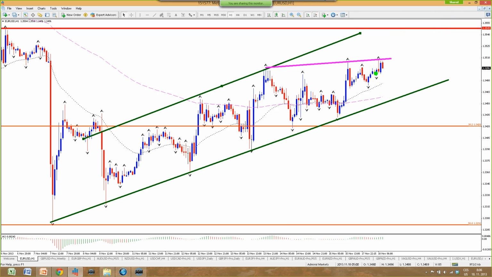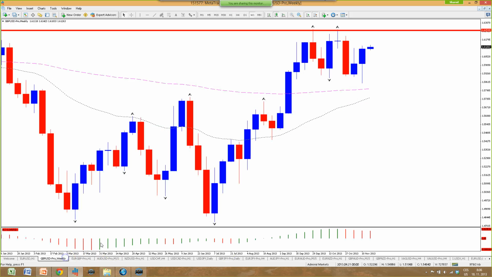So this is looking pretty bullish. On this 1 hour chart, you can see the higher highs and higher lows, the nice uptrend channel. We just have to be aware of that daily resistance right in here. Let's move over to the pound dollar.